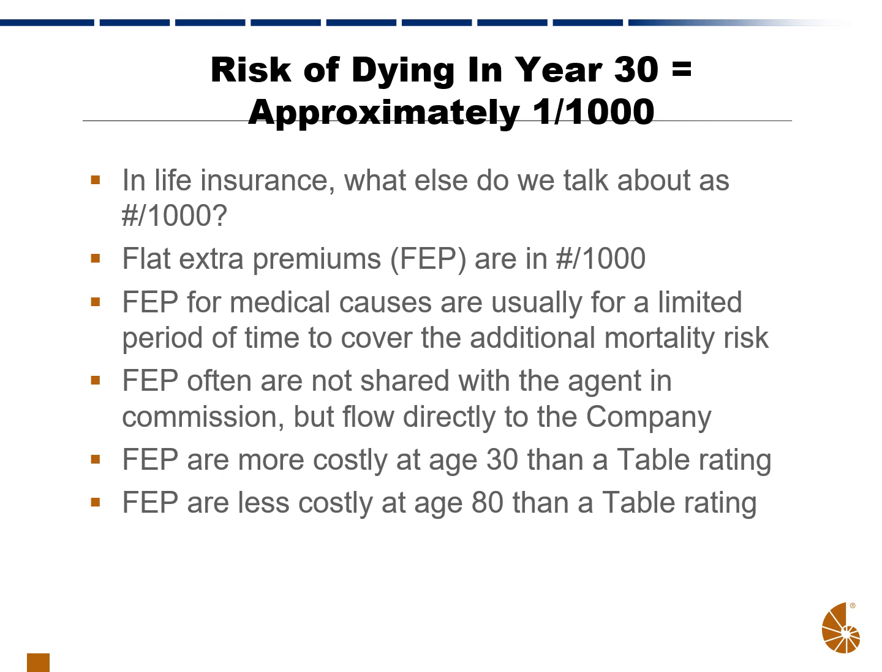So in life insurance, what else do we talk about as number per thousand? So flat extra premiums are number per thousand, right? So everybody's heard of applying a flat extra premium in certain cancers or maybe some other diseases. So flat extra premium for medical causes are usually for a limited period of time to cover additional mortality risk. And some companies don't share that flat extra premium with the agent, but it goes directly to the company because you're protecting for a limited number of years for that extra risk.